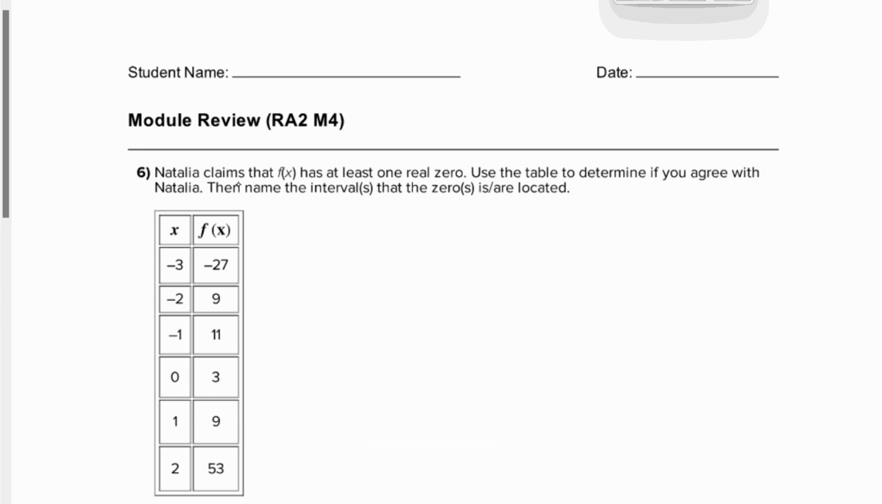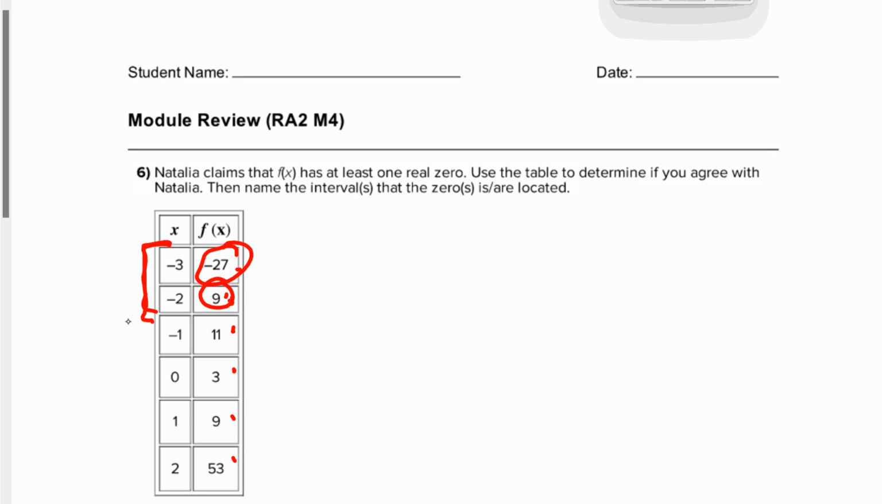All right, let's look at the next one. Here we have Natalia claims that f of x has at least one real zero. Use the table to determine if you agree with Natalia. Then name the interval that the zeros are located on. Here, again, we don't really have an equation, but we know that when we go from negative to positive, somewhere there's a 0 between these two. So we go negative, positive, there must be one there. Positive, positive, positive, positive, positive. So we can say there is probably one between those two.